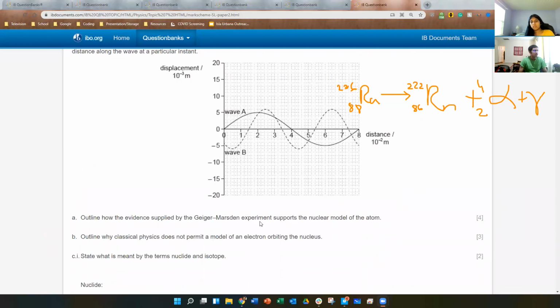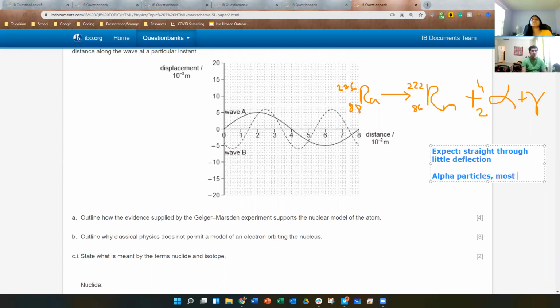Outline how the evidence supplied by the Geiger-Marsden experiment supports the nuclear model of the atom. So there are 4 marks here. What are the 4 points? First, you would probably say what you expect to happen, right? You expect them to go straight through with little deflection. So expect straight through, little deflection. Then what happened was many were deflected and some actually bounced back, right? Alpha particles, yeah.